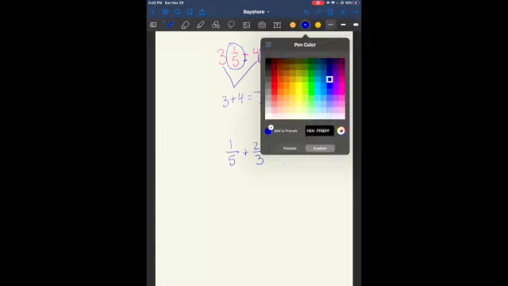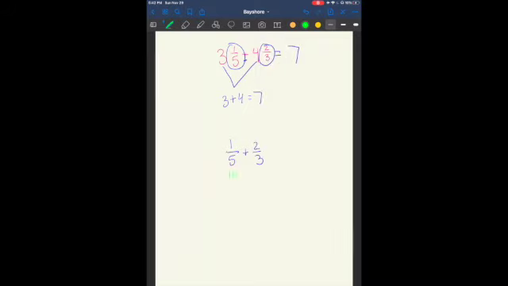So let's write our multiples. So I have 5, 10, 15, 20. Then I have 3, 6, 9, 12, 15. So I have 15 and 15. So 5, 10, 15. 5 times 3 is 15. What I do to the bottom, I have to do to the top. So 1 times 3 is 3.